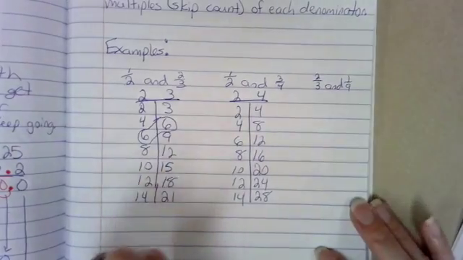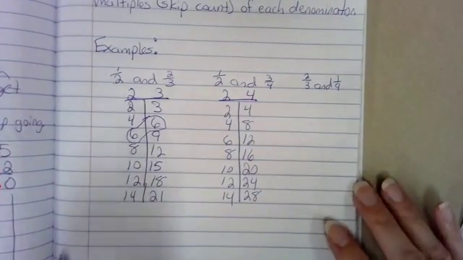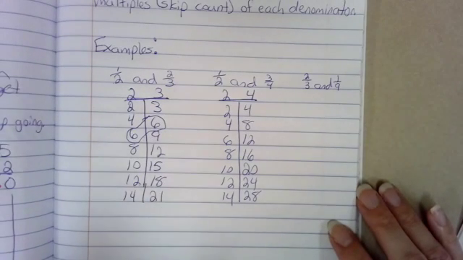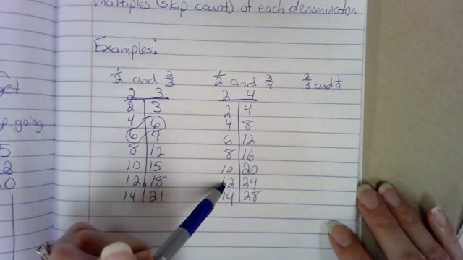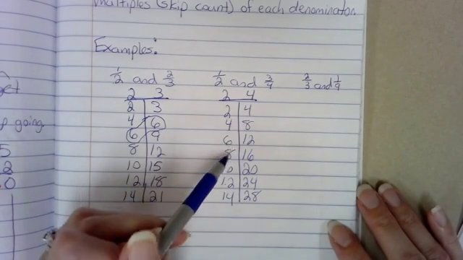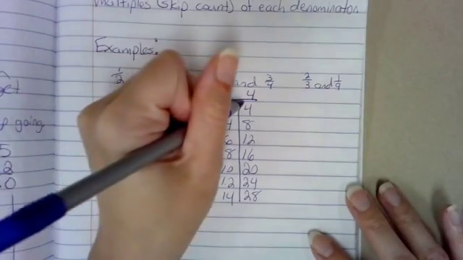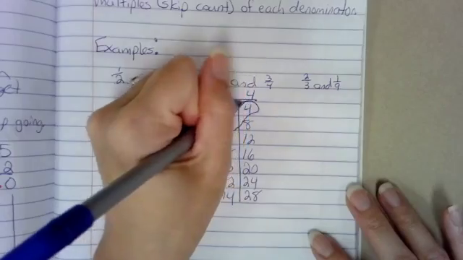If you know your times tables, this helps for making T-charts. Now, the smallest number that happens in both lists. I have a 12 in both lists, but that's not the smallest number. I have an 8 in both lists, but that's not the smallest number. The smallest number in both lists is a 4.